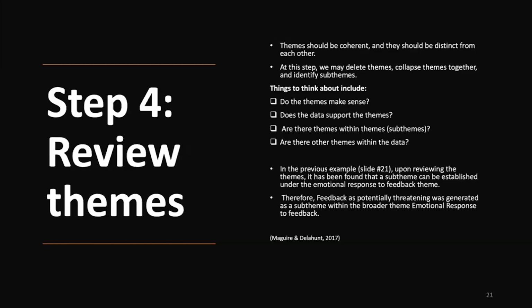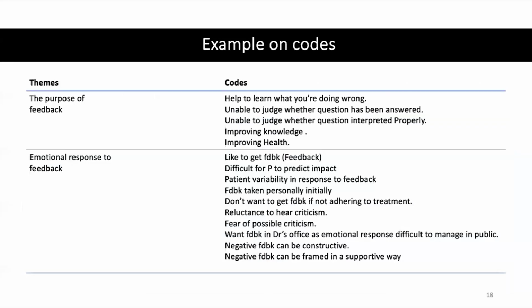So in my previous example, upon reviewing the themes, it was found that a sub-theme can be established under the emotional response to feedback theme. So therefore, feedback as potentially threatening can be generated as a sub-theme within a broader theme, which is emotional response. So just to go back to show you what I'm talking about. So this is the theme that I'm talking about, that this theme can be collapsed, or you can create another sub-theme from it in order to give it much more meaning.